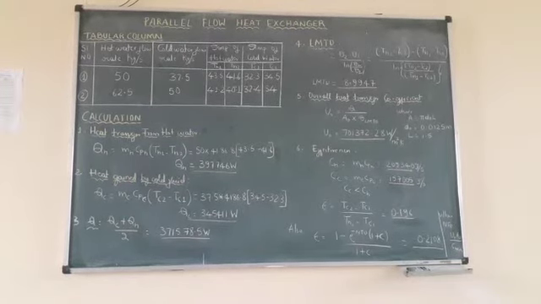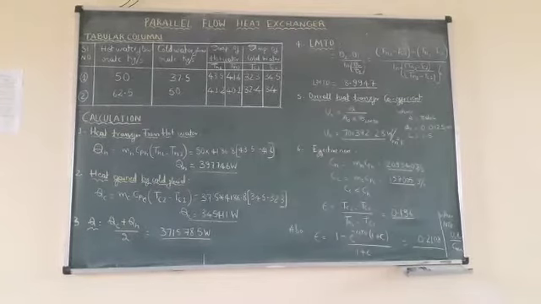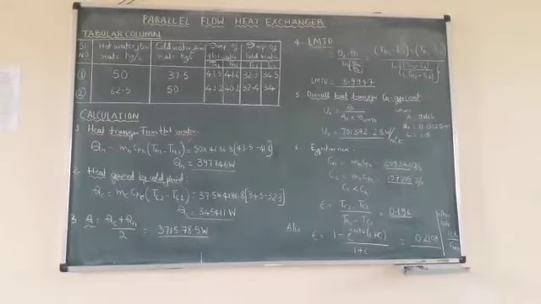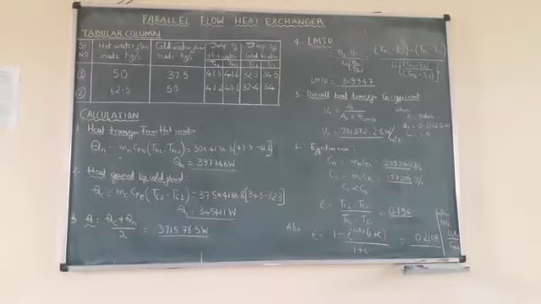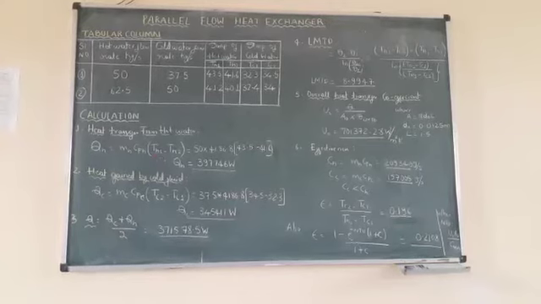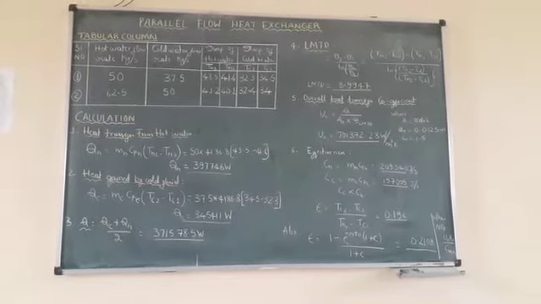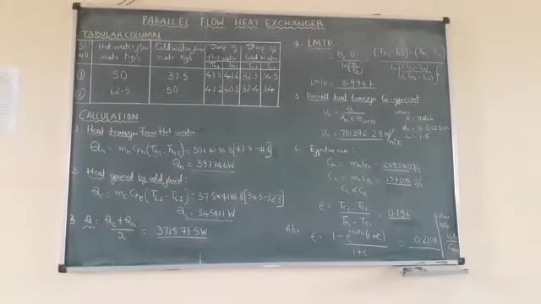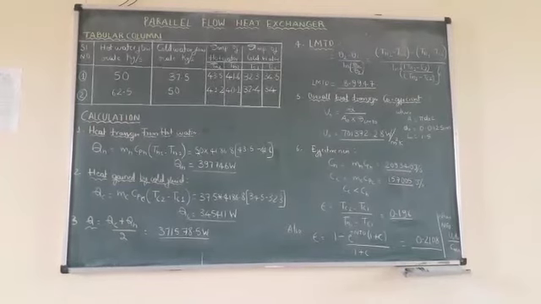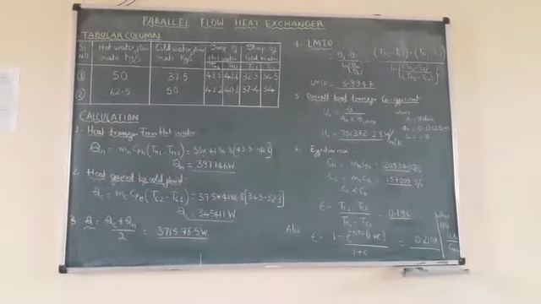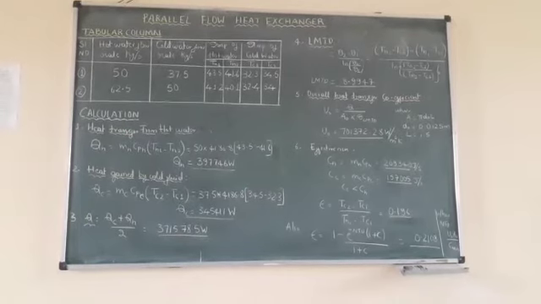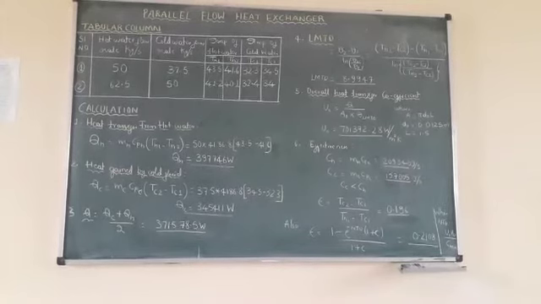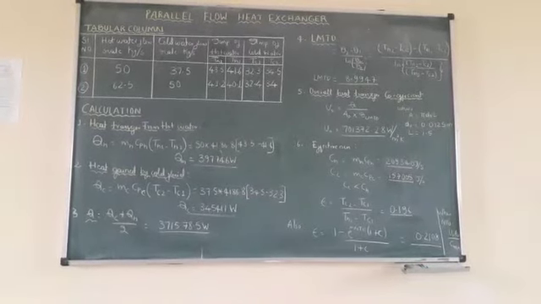So with this, let me show you how to calculate for the first trial. First we need to calculate heat transfer from the hot water. It is given by formula QH is equal to mH CPH into TH1 minus TH2. Inlet hot water temperature minus outlet hot water temperature. Here mH we got as 50 and CPH value we know for water, it is 4.187 into 10 power of 3 joule per kg Kelvin.